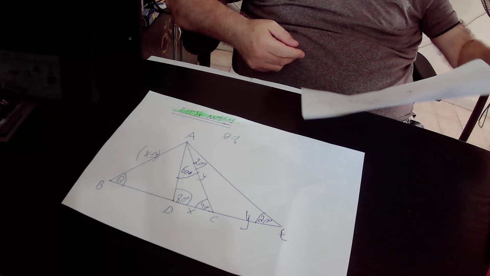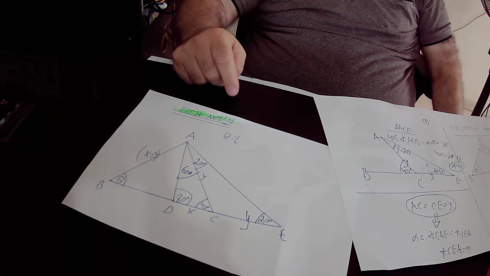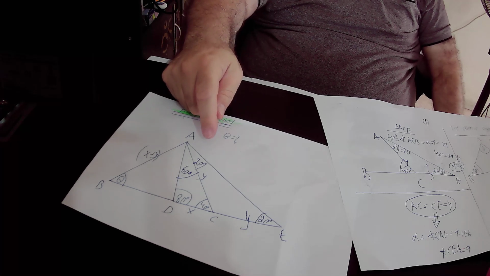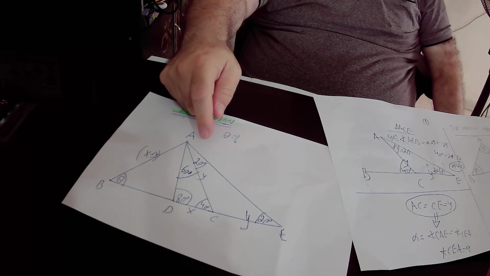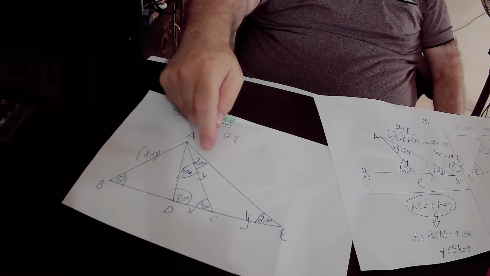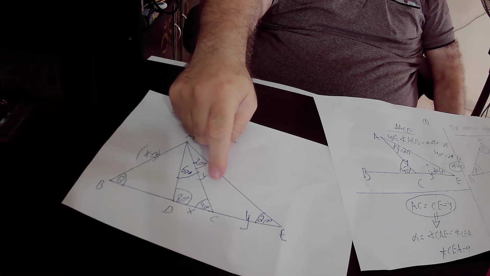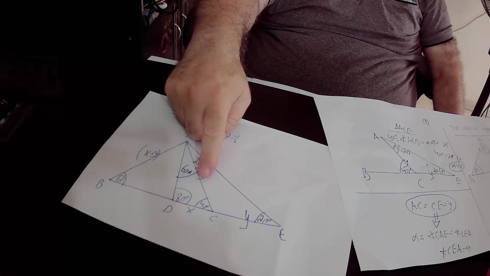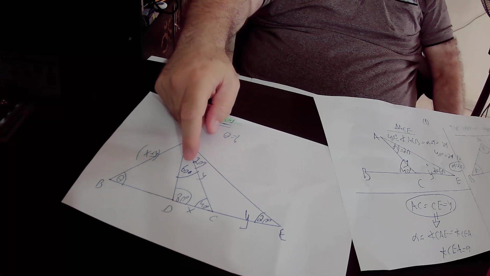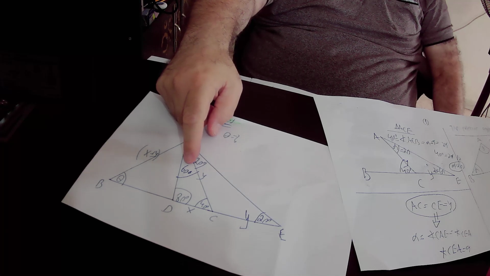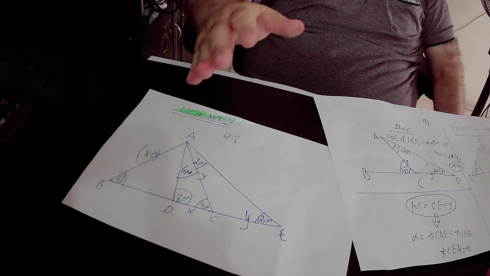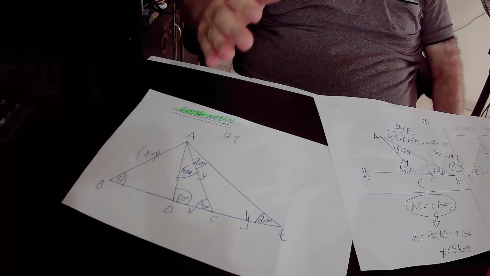Then we focus on triangle ADC, and here this angle equals 80 degrees, this angle equals 40 degrees. So in total the sum of those two angles is 120 degrees, so therefore this angle must be equal to 60 degrees, because 60 degrees plus 120 degrees equals 180 degrees. That is the sum of the angles in any triangle.